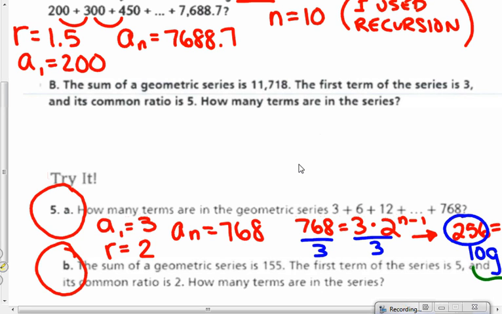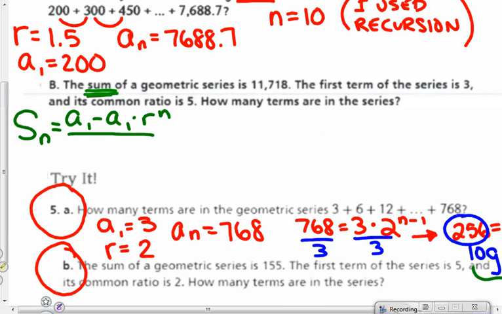Example 5b says the sum is 11,718. Once they tell you the sum, you're going to use one of the sum formulas. It seems like the classes prefer this one because this is the first one I showed you. So that's fine. You can also use the version that has the a1 factored out. It's a1 times 1 minus r to the n over 1 minus r. That's another version you can use. But let's go ahead and use this one.